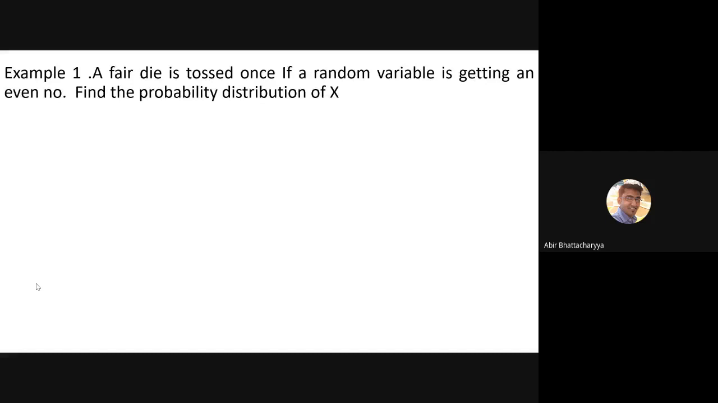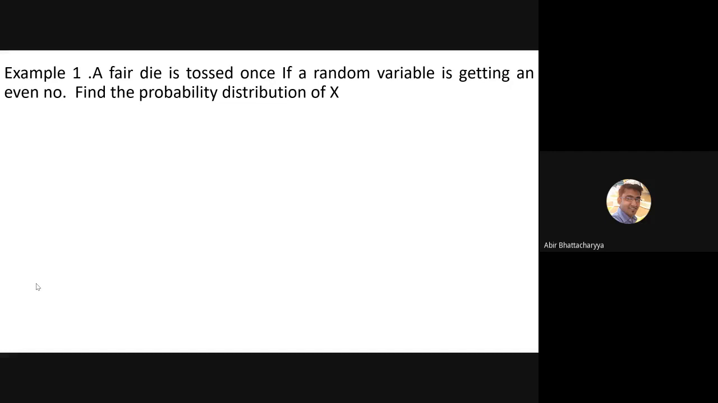Let's go for another example. A fair die is tossed once. If the random variable is getting an even number, find the probability distribution of x. We have a fair die. A fair die means how many outcomes are possible? 6 outcomes: 1, 2, 3, 4, 5, 6. But we have a random variable getting an even number. Out of 6, how many even numbers are there? 2, 4, and 6. 3 even numbers.